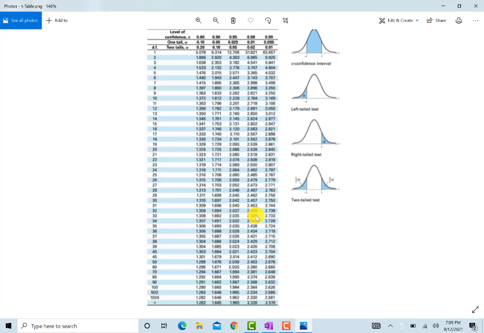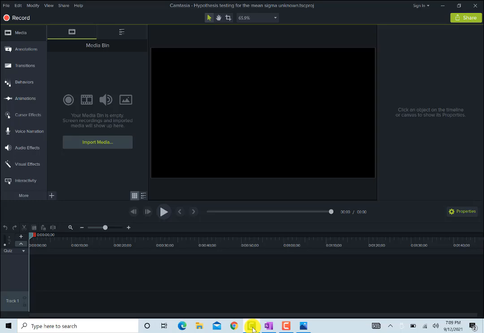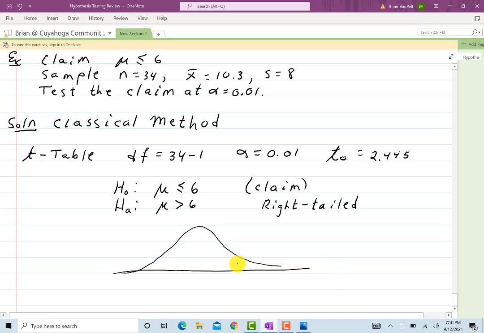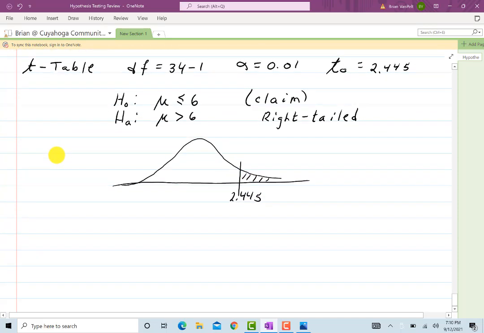So 2.445 is the beginning of the rejection region. So I have, let me go back to here. So from the table, I have a t naught equals 2.445. So this is what we have. Like I said, the curve is just like a normal curve. My picture doesn't look that great, but it doesn't have to be that great. Here's our rejection region, 2.445.